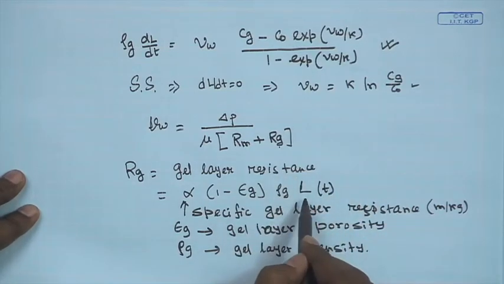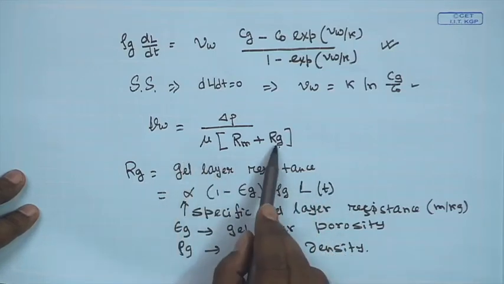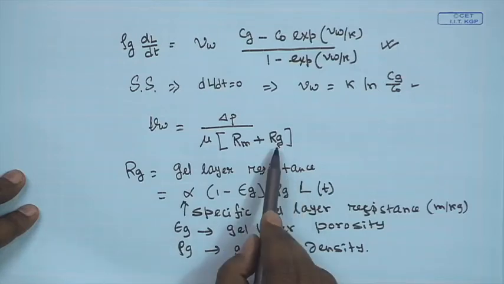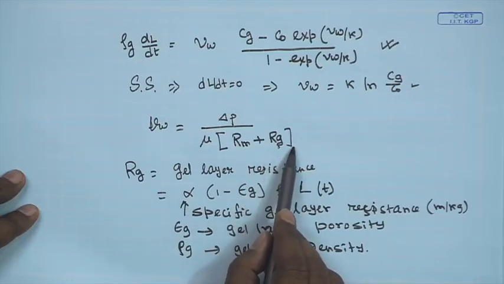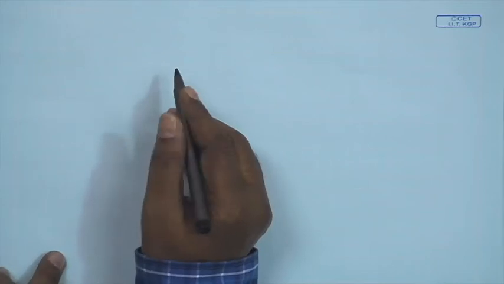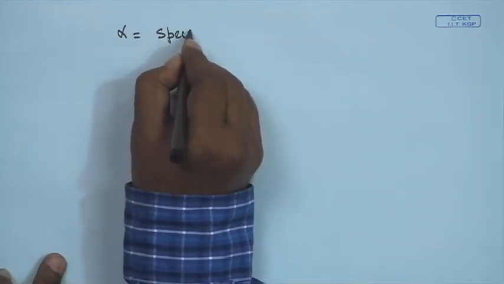Therefore, since L is a function of time and the rest are all gel characteristics, R g will be a function of time. Since L is an increasing function of time, R g will also be an increasing function of time, leading to a decrease in permeate flux as a function of operation. So, what is alpha? Alpha is the specific gel layer resistance.